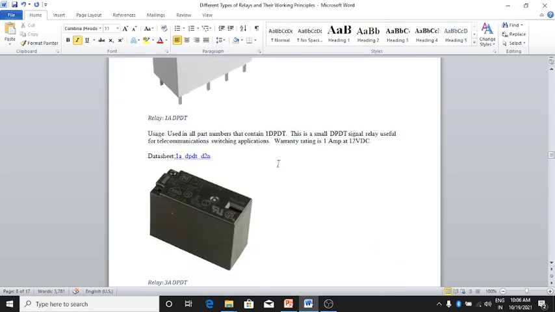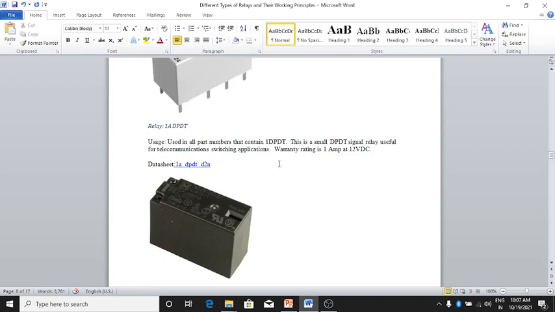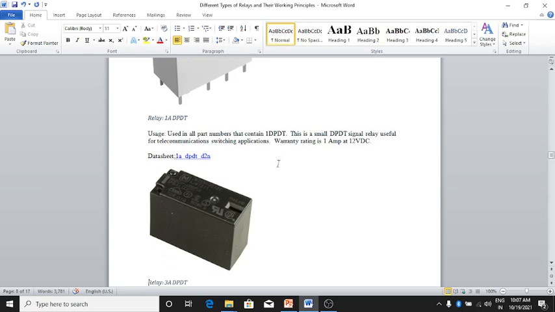It is used in part numbers that contain 1 DPDT. This is a small DPDT signal relay useful for telecommunication. Relay 1 ampere DPDT is used in telecommunication switching applications. The rating is 1 ampere at 12 volt DC.